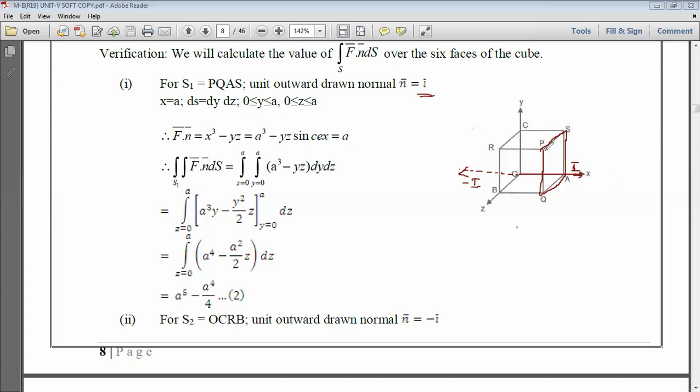And this is in which plane now? So this face is in which plane? That is the important one. So n bar is I, so obviously ds is equal to dy dz, in the yz plane. So ds is equal to dy dz. And at this point x is equal to a, ds is equal to dy dz. And what about the limits? So x is equal to a now.